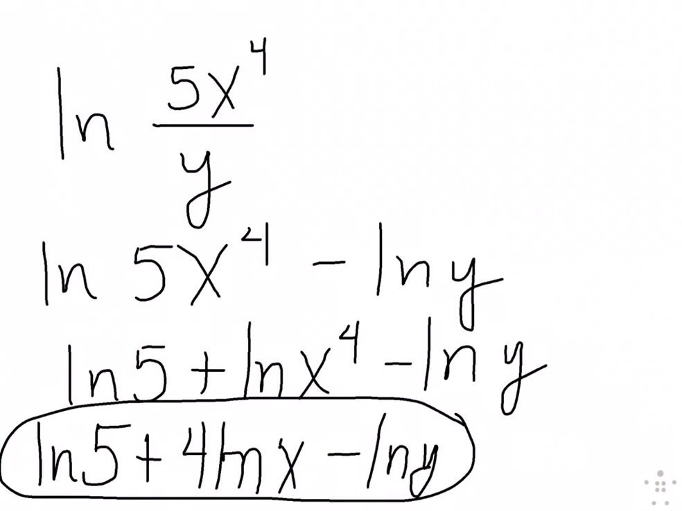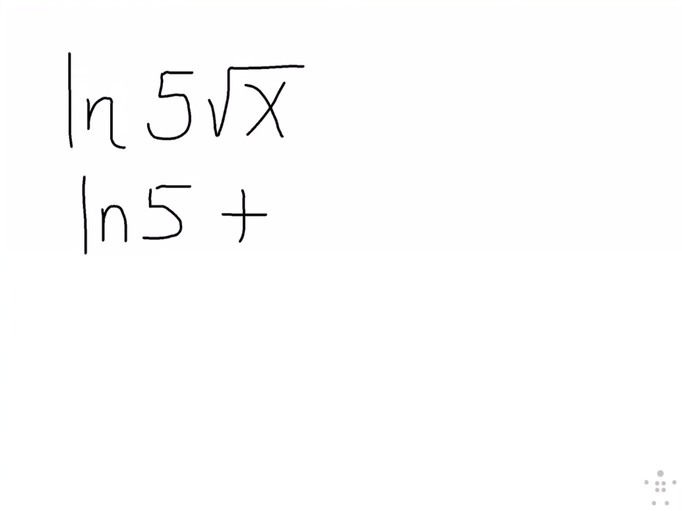What do you think? Okay? Now, if you see anything like this, the ln of 5 times the square root of x, is there any division in this problem? No. Is there multiplication in this problem? Yes. So how do I get rid of multiplication? Add. So I have the ln of 5 plus the ln of the square root of x. Not too bad?